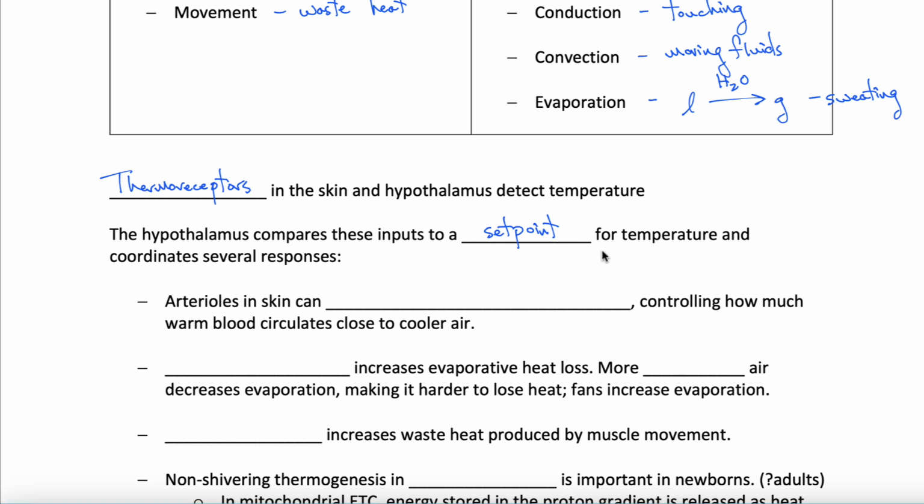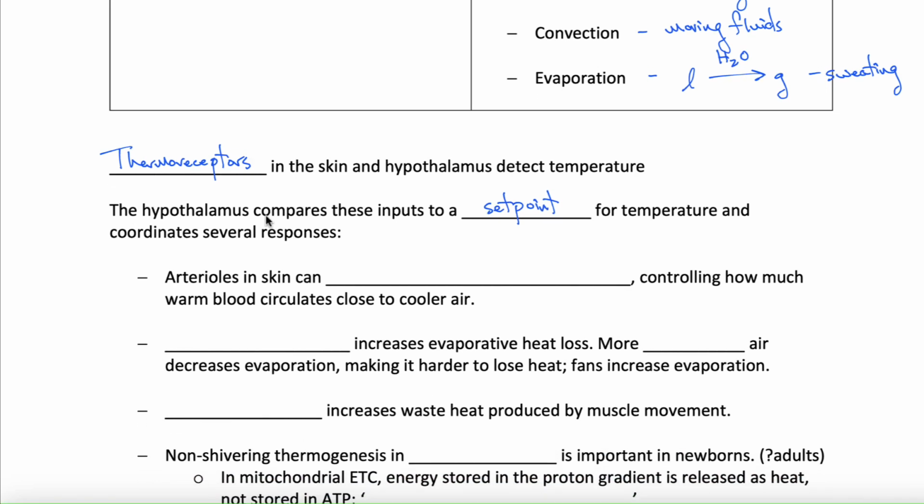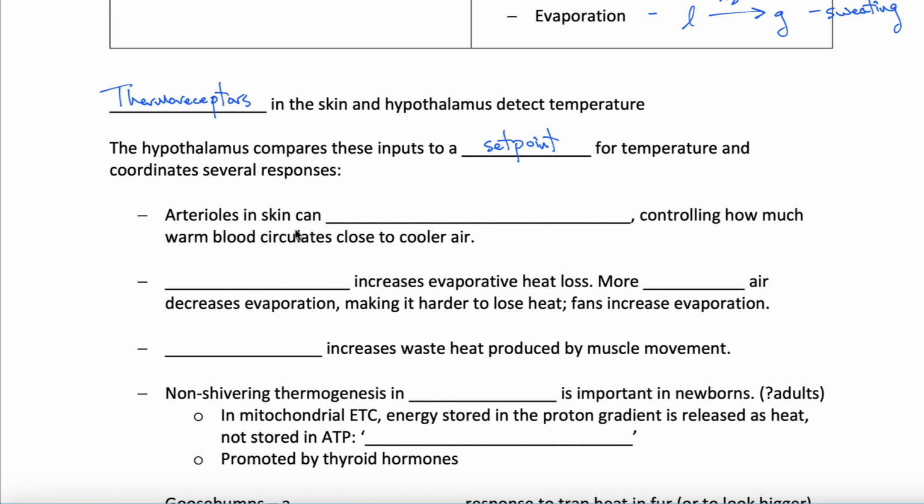So there are blood vessels, small blood vessels called arterioles, that have smooth muscle around them and can contract or expand. They can close off or they can open up. And arterioles in the skin can do this, and we call that vasoconstricting or vasodilating. So arterioles in the skin can vasoconstrict, that is closing off or closing down, or they can vasodilate, that is opening up wider. And that controls how much warm blood circulates to the skin, which is close to cooler air.